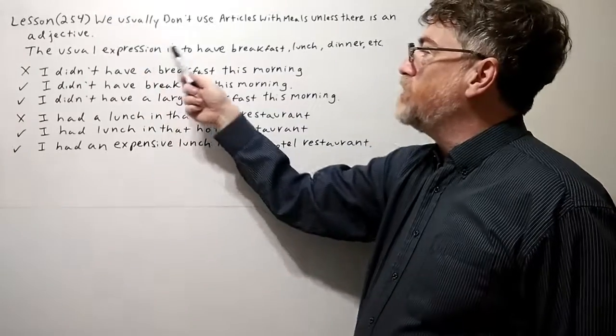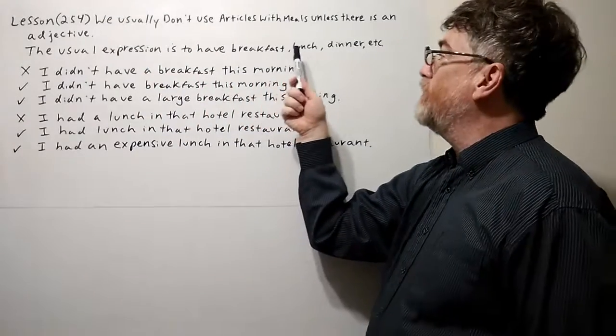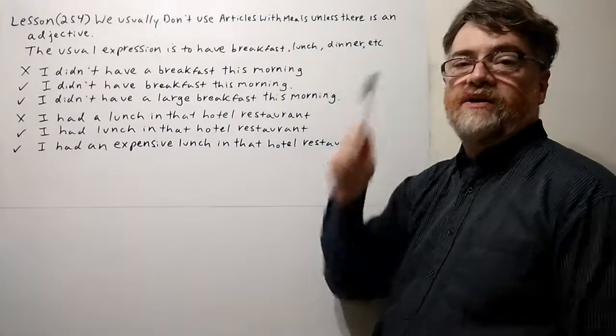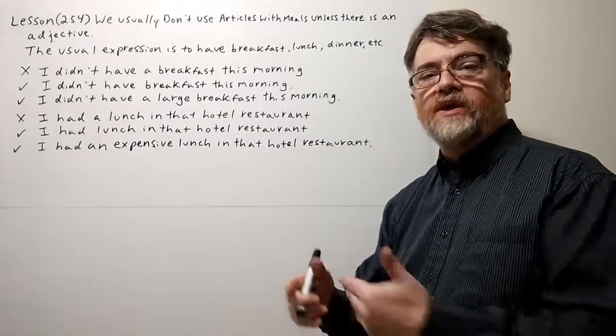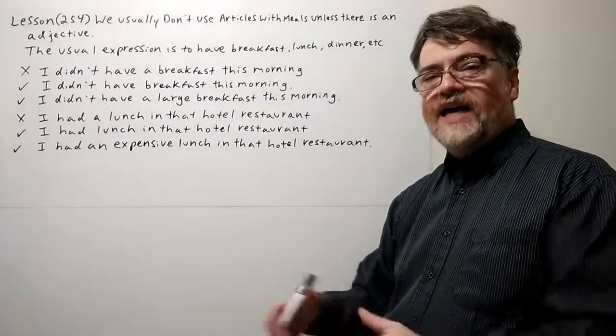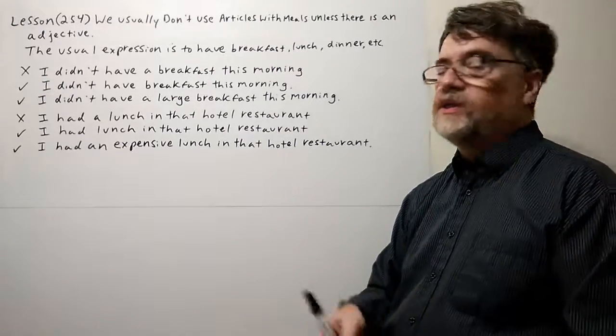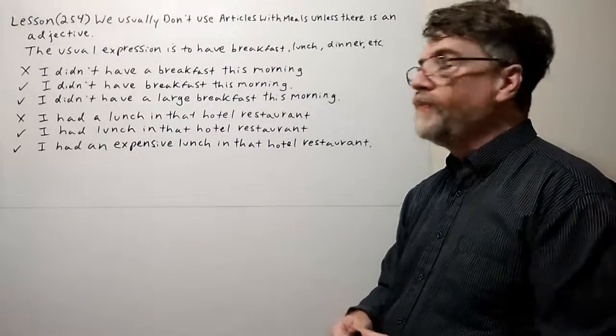The usual expression is to have breakfast, have lunch, have dinner, etc. So that's why it's a usual expression. That's why we usually don't use an article. But if there's an adjective in between, we will use it. So let's look at some examples here.